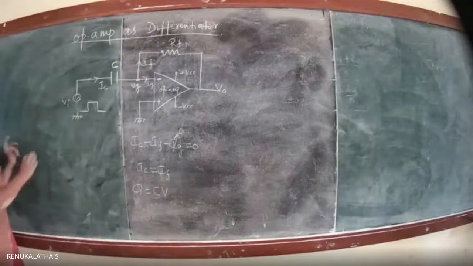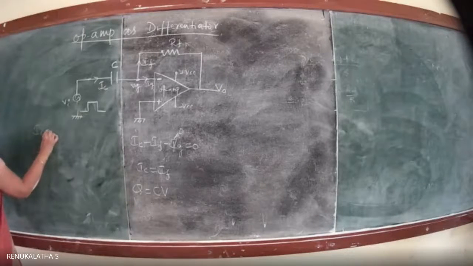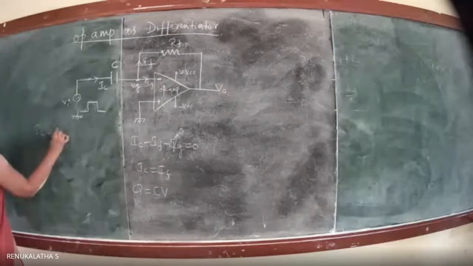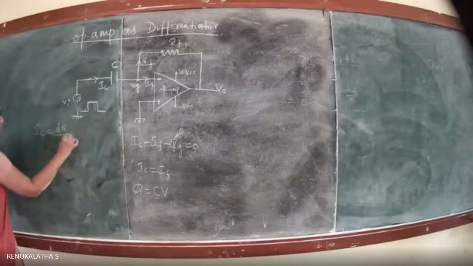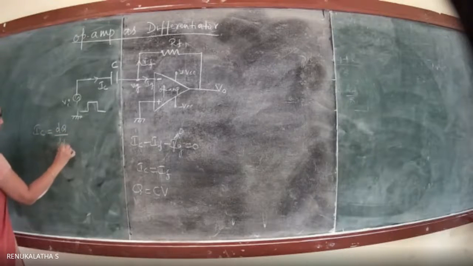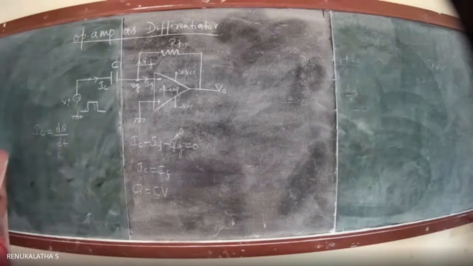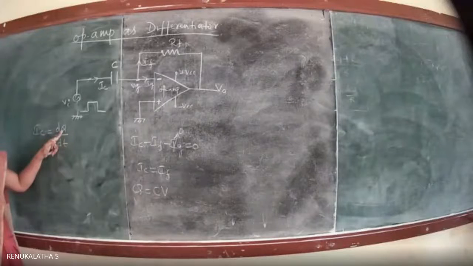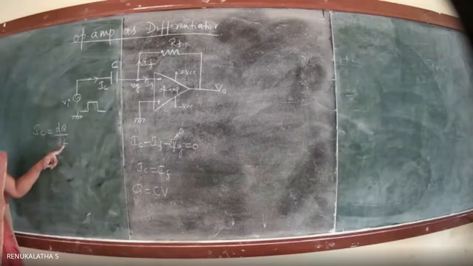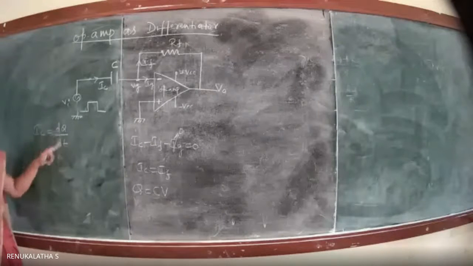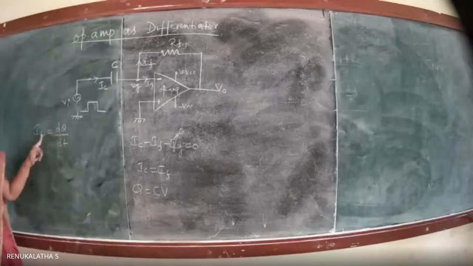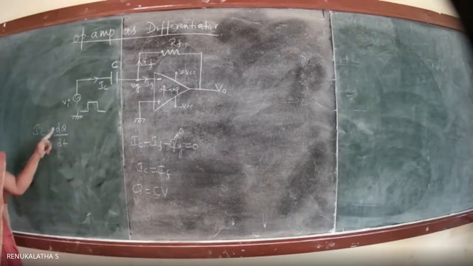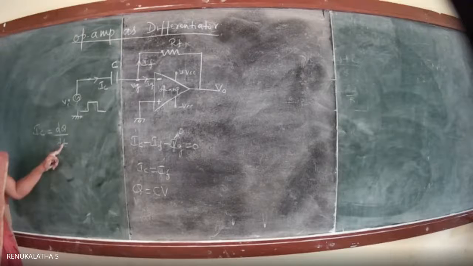So what is IC? IC is the current flow through the capacitance. The rate of flow of charges is current. Will you agree with this? Rate of flow of charge, and rate means with respect to time. So IC, the current through the capacitance, is equal to dQ by dt.